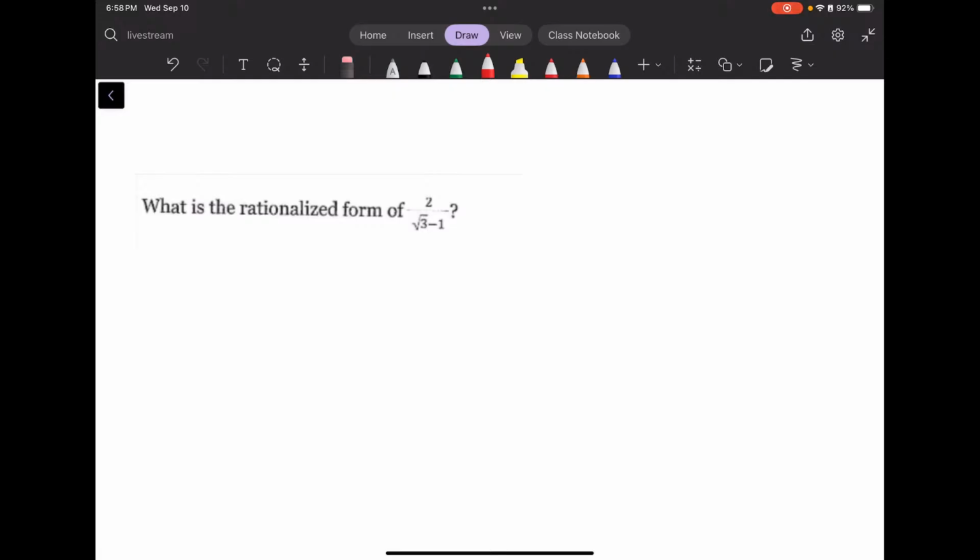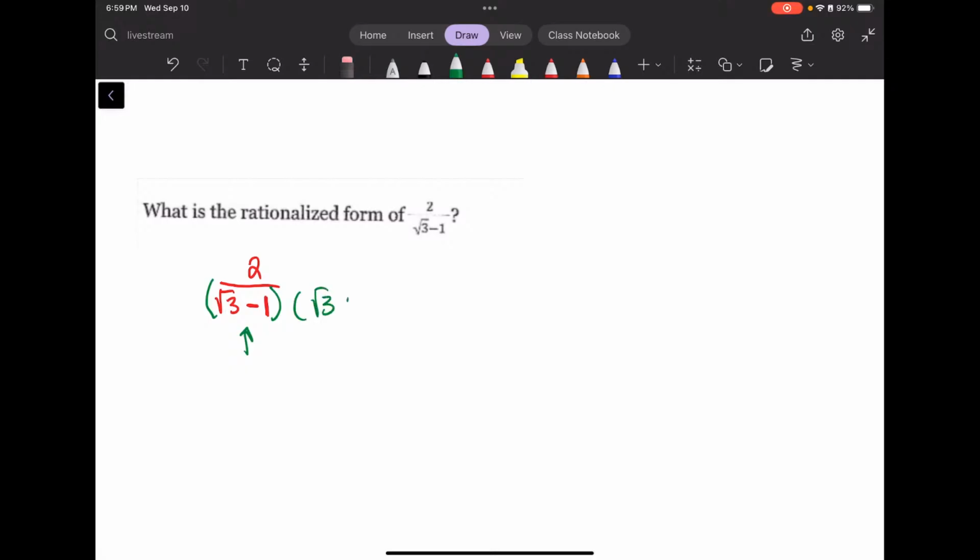All right, so we're on our last concept and we're talking about operations with radicals. Anytime we have a fraction, we cannot have a radical in the denominator. When we have a problem like this, we are going to multiply by what's called the conjugate. The conjugate is the same expression, the same denominator, with a different sign. So the expression is radical 3 minus 1. The opposite of that is just radical 3 plus 1.